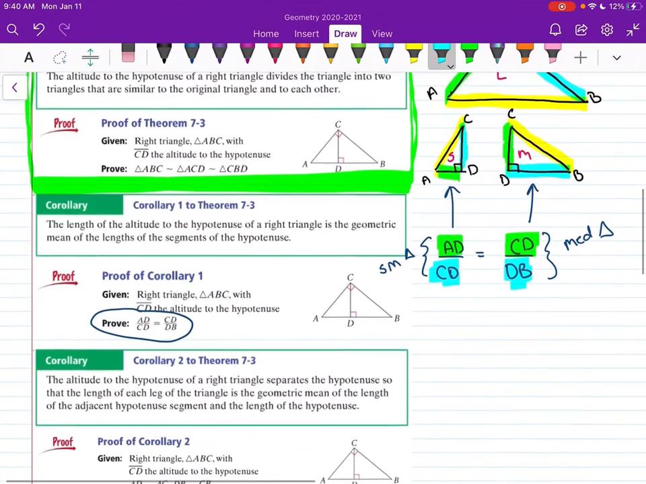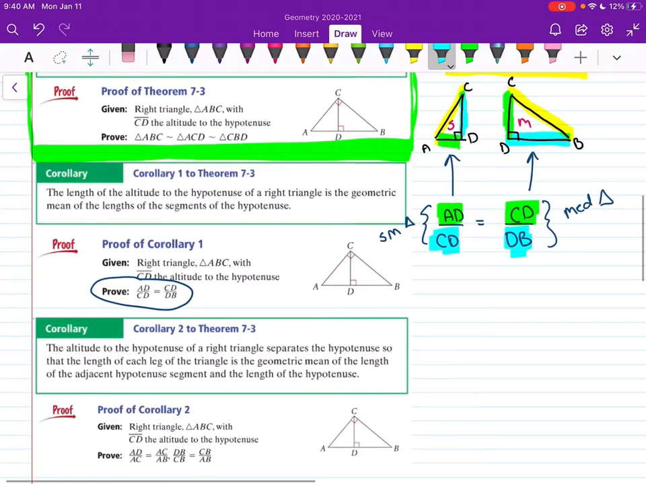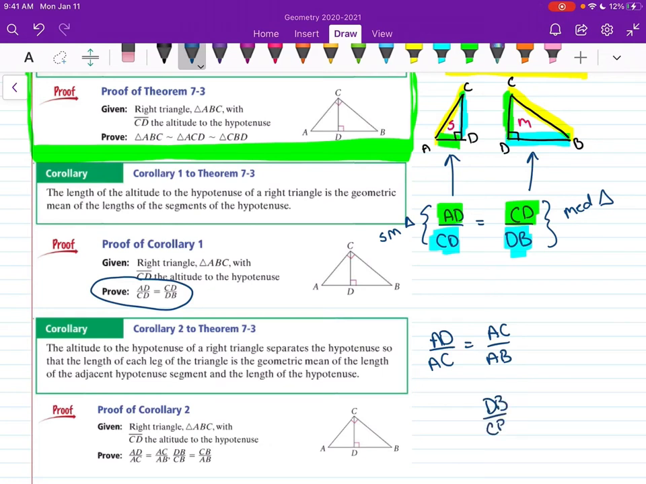Now let's take a look at my next one. My next corollary says the altitude to the hypotenuse of a right triangle separates the hypotenuse so that the length of each leg of the triangle is the geometric mean of the length of the adjacent hypotenuse segment and the length of the hypotenuse. Lots of stuff going on here. Let's dissect my proportions. My proportions are AD over AC equals AC over AB. And I also have the proportion DB over CB equals CB over AB.